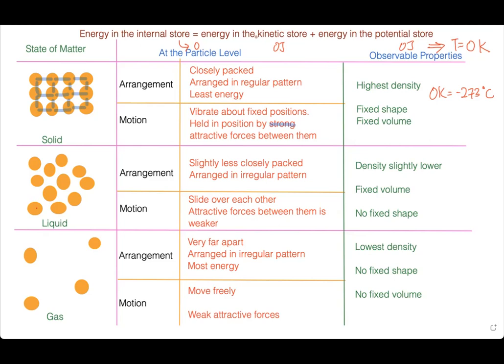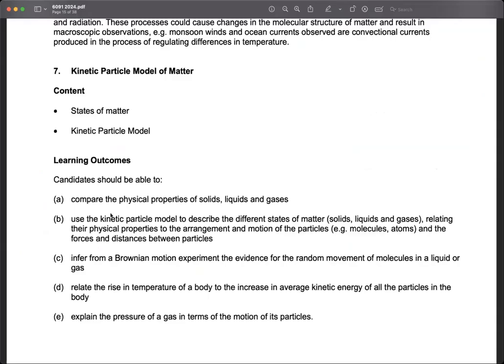Okay, let's go back to this preview. I've used the kinetic particle model to describe why a solid is solid, why a liquid is liquid, and why a gas is gas, due to the arrangement and motion of the particles. I use the arrangement and motion of particles to explain why a metal can be in solid state, liquid state, as well as the gaseous state. Besides the arrangement and motion of particles, we also talk about the forces and the distance between the particles.